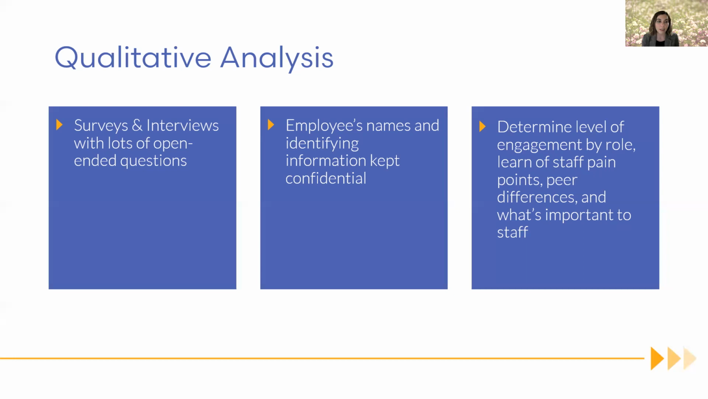In addition to that, from both the interviews and the surveys, we're able to help determine the level of engagement by role. You're able to identify staff pain points, peer differences, and really see what's important to staff. Sometimes folks in leadership don't always know what's the most important thing for staff, but if it's information that is being shared consistently, it's definitely worth looking into.